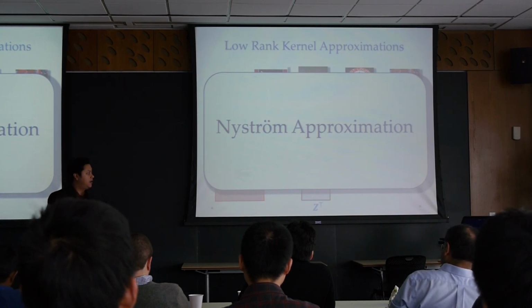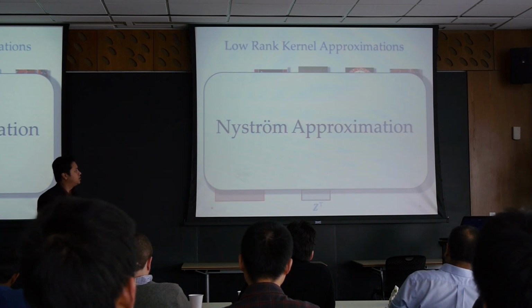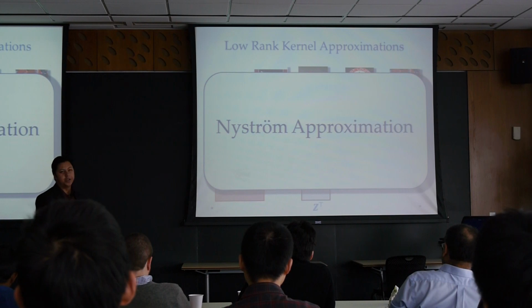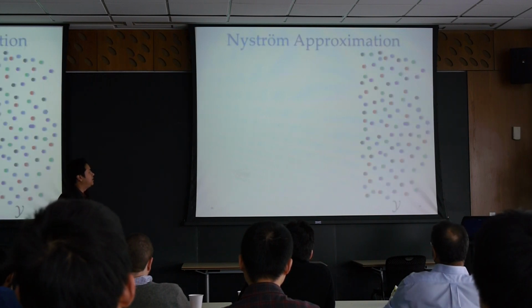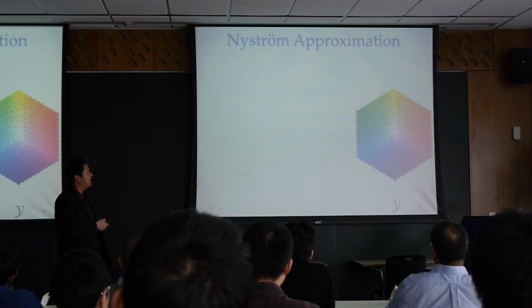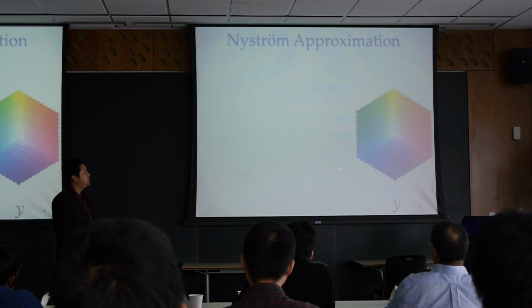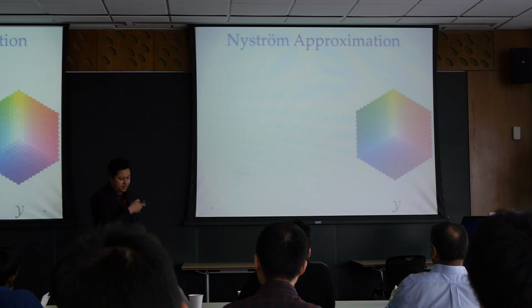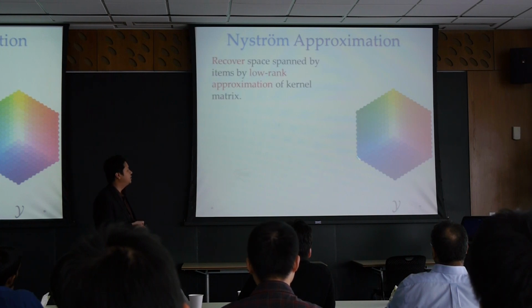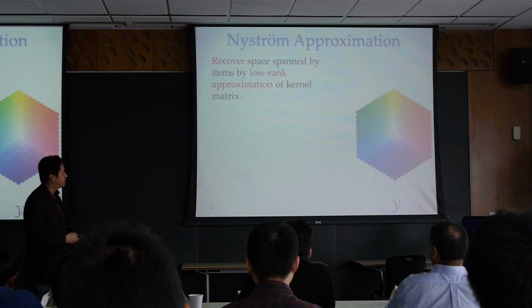Right? So there are questions about why we do a Nystrom approximation. I won't go into the details comparing this with the other methods, but the idea of the Nystrom approximation is this: if I consider here the space spanned by all the items, the question is, how can I recover this space? That's the basic question of doing a low rank kernel approximation, right?